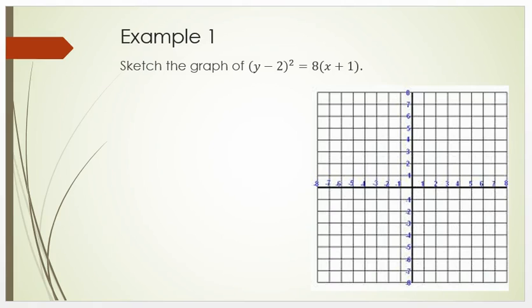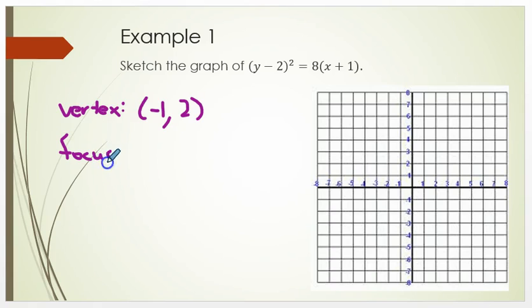So as I described in the last slide, the first thing we want to identify is the vertex. And since this one is already in standard form, the h value is -1. And the k value is 2. Just make sure you remember to change the signs on the numbers next to x and y. So my vertex is -1, 2. Next, I want to try to figure out the focus.